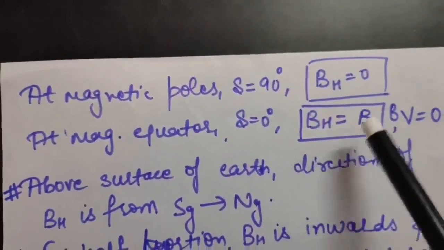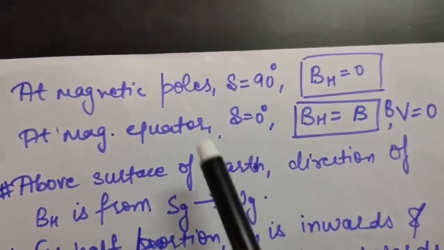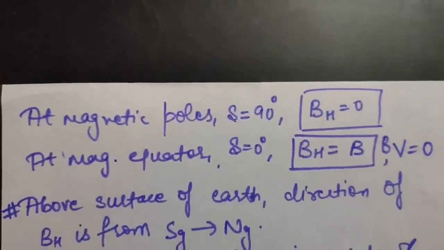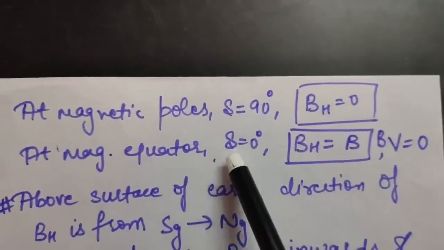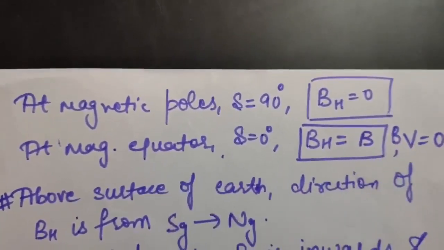But if we calculate vertical component at equator, del is 0, and vertical component is B sin del. Sin 0 will be 0. That means vertical component will come to be 0 at magnetic equator.